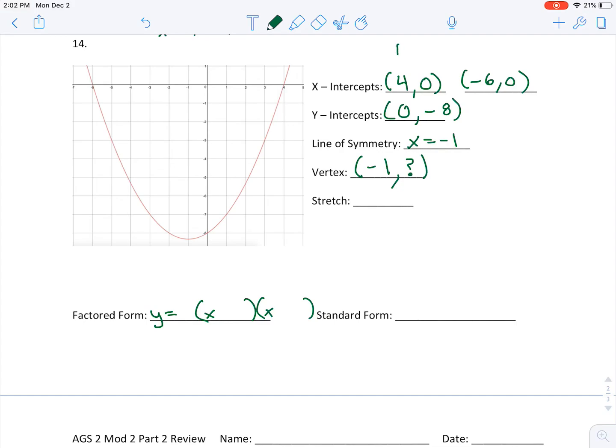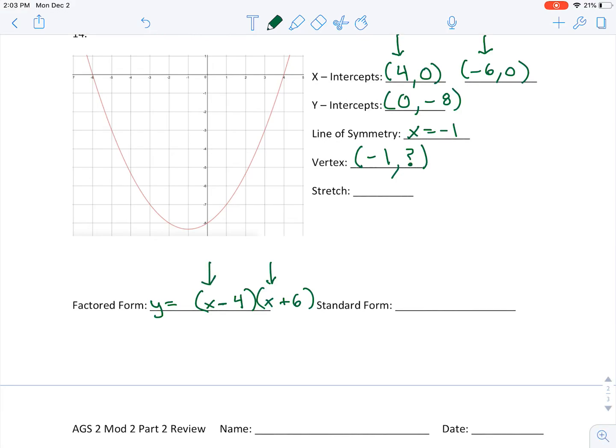Well, I know one of the x-intercepts is 4. So I write x minus 4, because remember, it's all about what makes it 0. So what would I put for -6? What would become 0 with that? You have to think backwards. If I put -6 here, -6 plus 6 is 0. If I put 4 here, 4 minus 4 is 0. So now I have the general build of it.